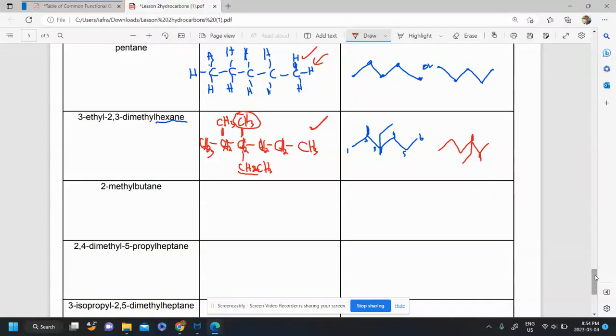In this video, we're going to finish the drawings based on the names provided here. So we have some more alkanes to draw. Let's go ahead and take a look at 2-methyl-butane. So let's start with the parent chain first. 1, 2, 3, 4. Number from any direction you want, either here or here. So 1, 2, 2-methyl.